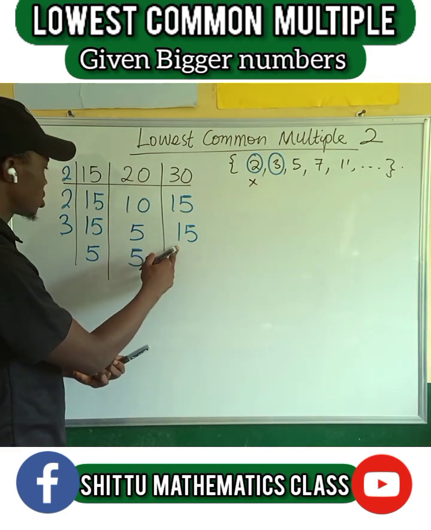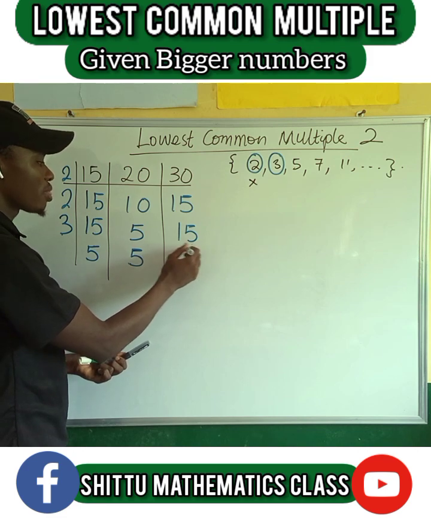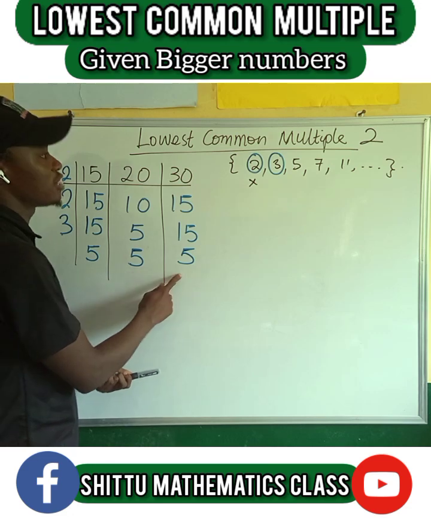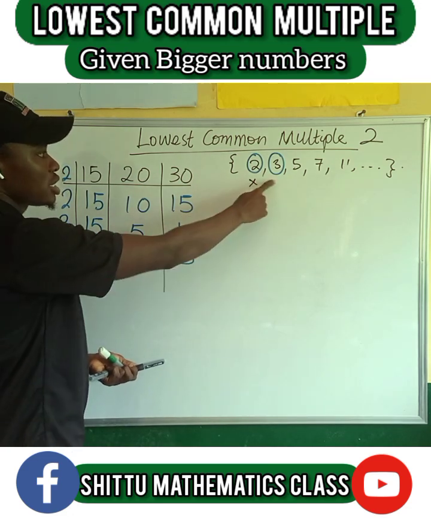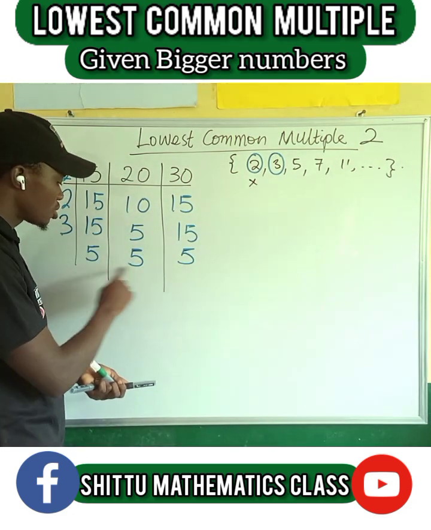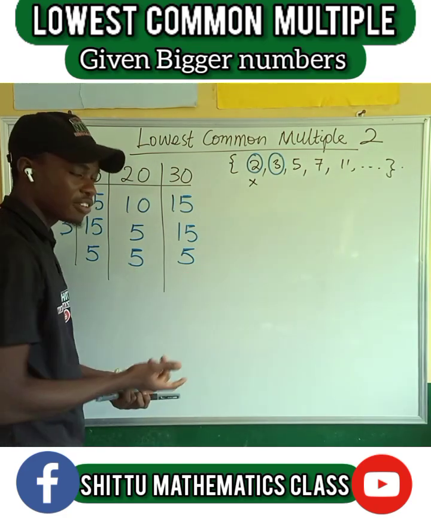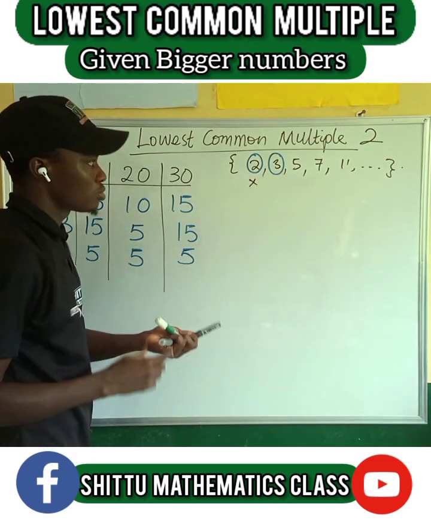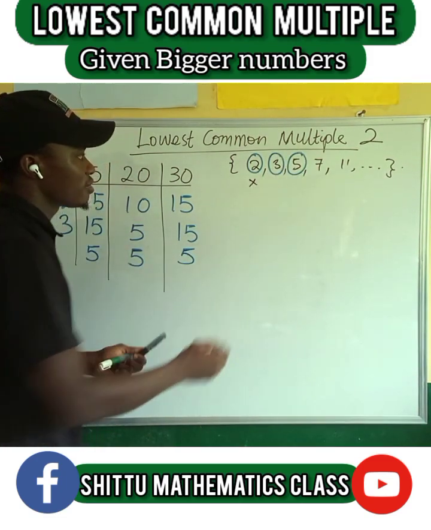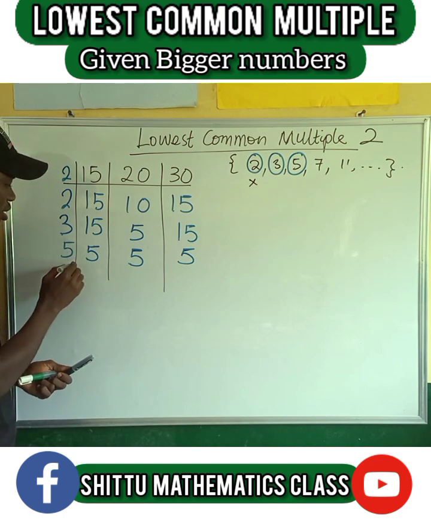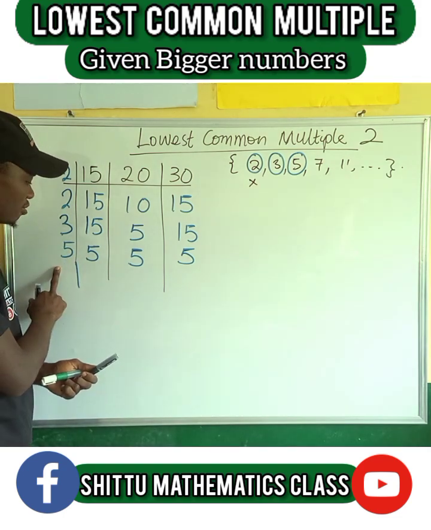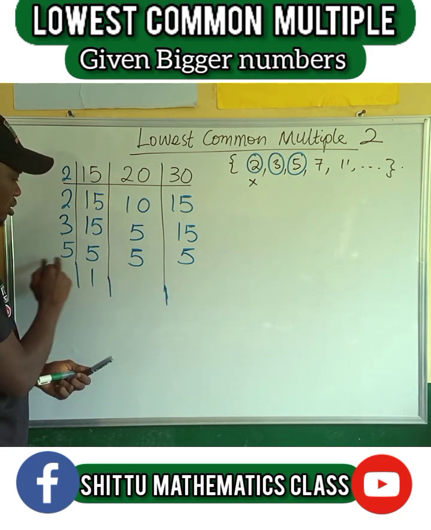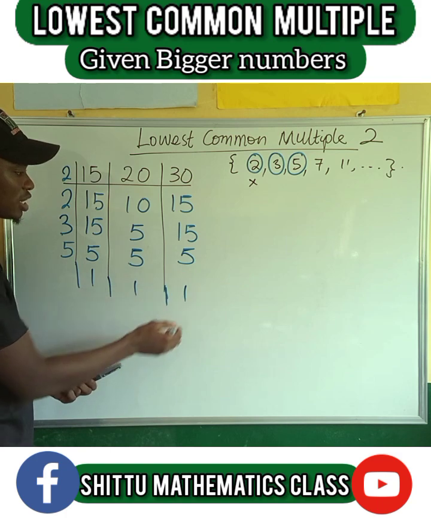Then also 3 in 15, we have 5. Lastly, when you look at this, we have 5, 5, 5 here. You can see that 3 can no longer be used, because the 5 is not divisible by 3. So let's jump to the next one, which is 5. We are going to use 5 here. 5 is divisible by 5, so we have 1 here, this 5 is also 1, and we have 1 here.